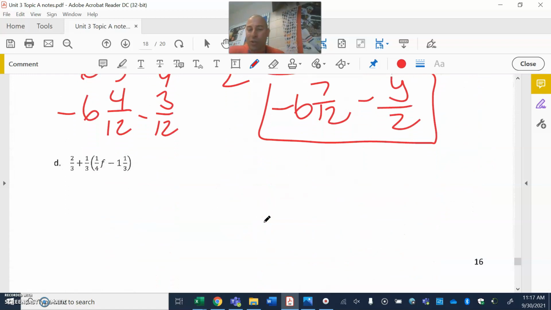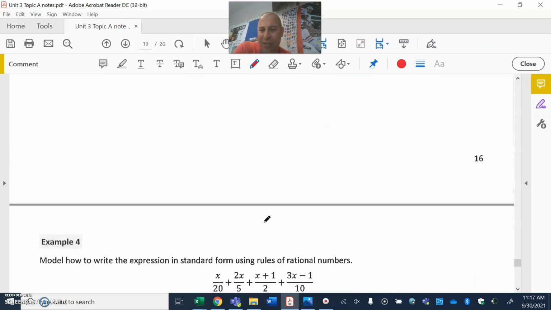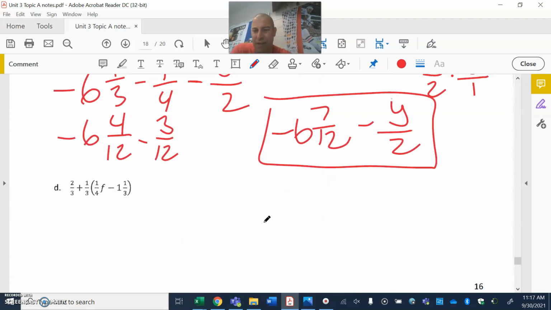All right, let's go to letter D. Looks okay. Let's take care of letter D here. I'm noticing that 1/3 is up against the parentheses, so I'm going to multiply it to everyone there. It is a positive 1/3, so I don't have to worry about distributing a negative. So let's just leave the 2/3 there. We're going to multiply the fractions. Multiply across, 1/3 times a 4th. Well, that's a 12th.